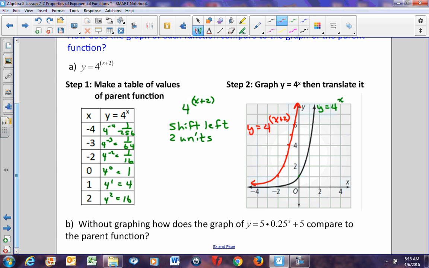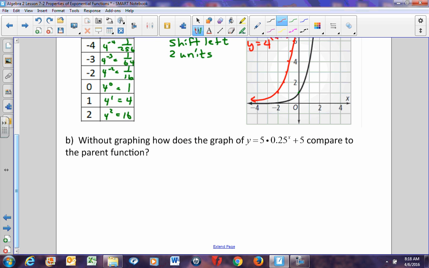So the same transformations apply to exponential graphs as they've applied to every other graph that we've dealt with this year. So without graphing, let's take a look at y equals 5 times 0.25^x plus 5, and let's compare that to the parent function. The parent function of this would be y equals 0.25 to the x power.